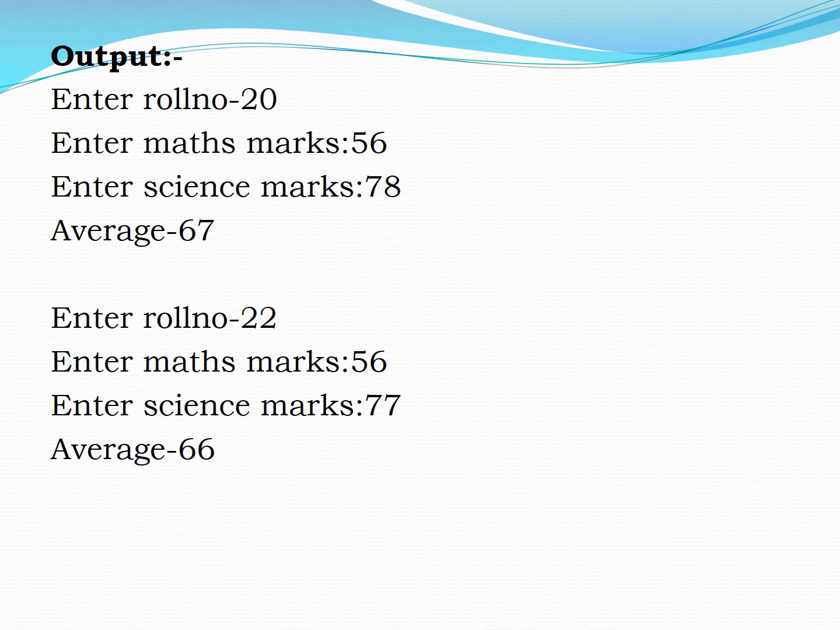The output of the previous program is: first we have entered the roll number. Roll number is 20. And I have entered the marks. Mathematics marks is 56 and the science marks is 78, and we have calculated, as you know, 56 plus 78 divided by 2. Once we divide by 2, my average is found. Here we have two outputs for example. Let us see what the next topic is. I hope you clearly understood how to create an array of objects.